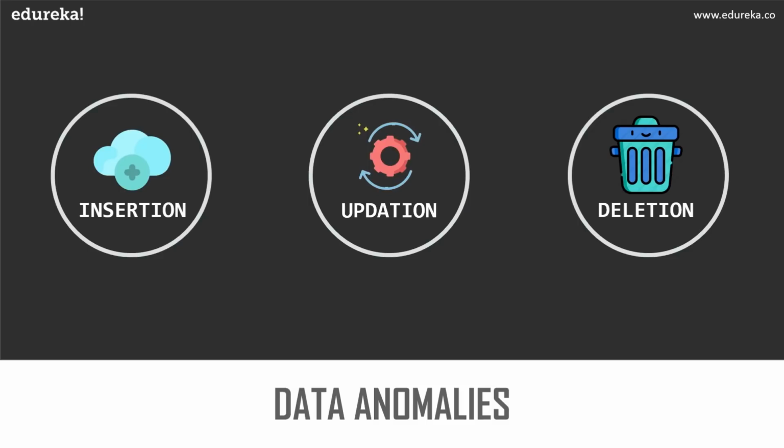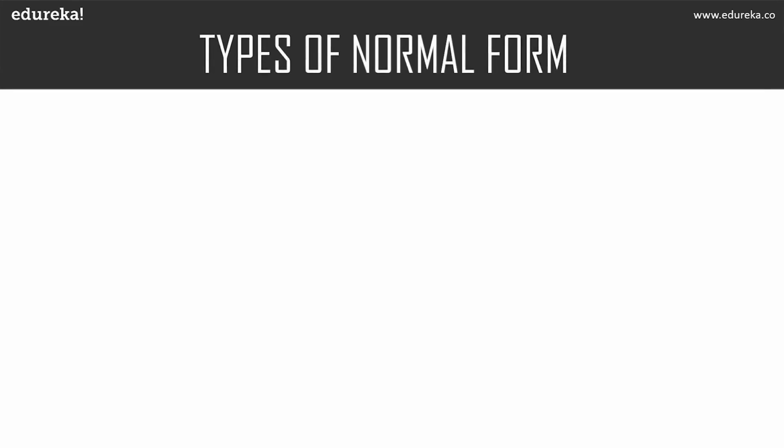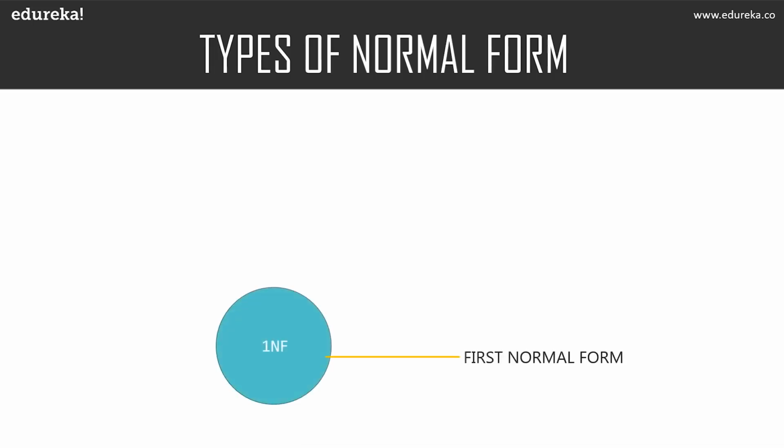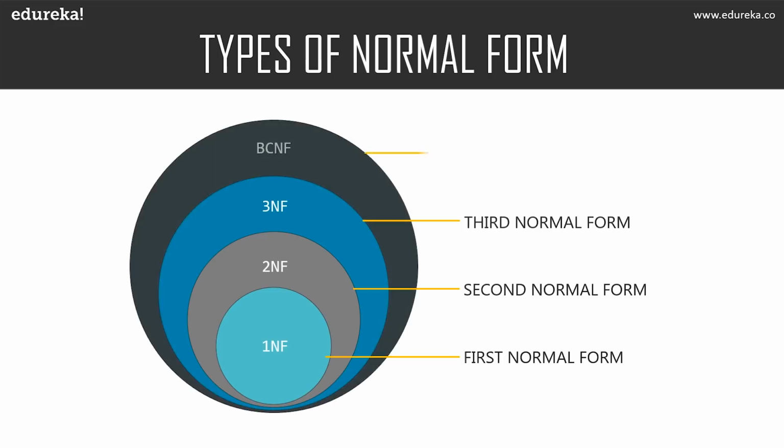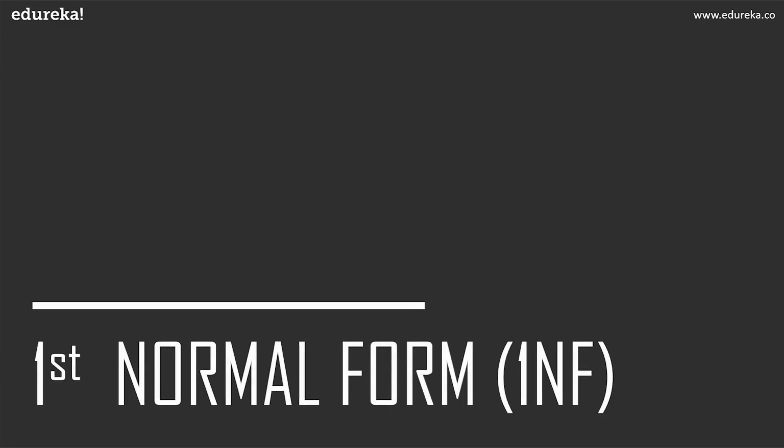So these were some of the problems that occurred while managing the data. To eliminate all these anomalies, normalization came into existence. There are many normal forms which are still under development, but let's focus on the very basic and essential ones only. So we will be talking about first normal form, second normal form, third normal form, and finally end this session with Boyce-Codd normal form. Without wasting further time, let's proceed to first normal form.